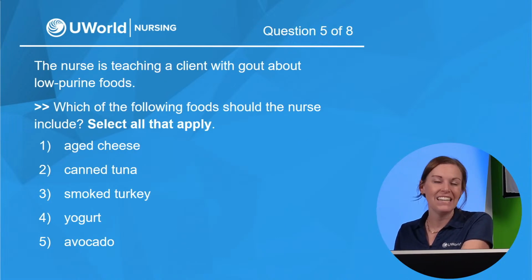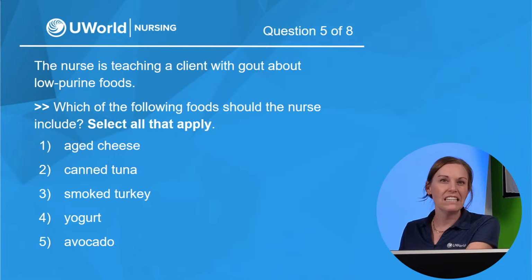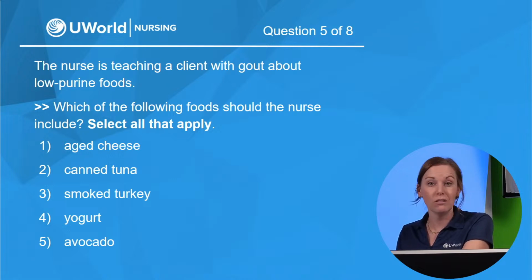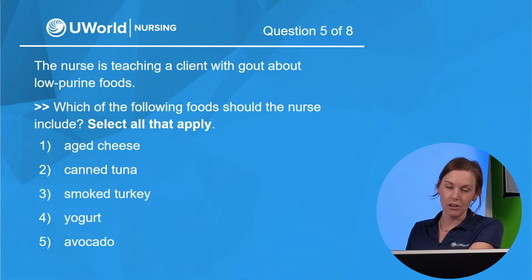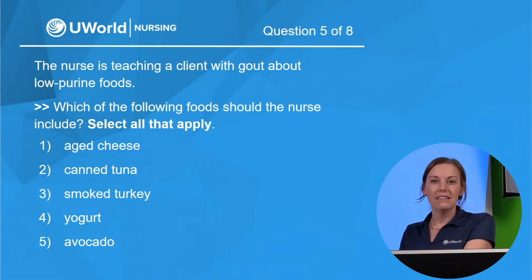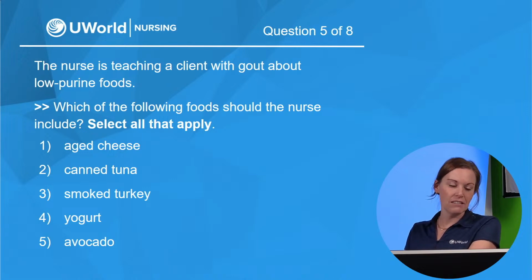Okay, a diet question. Question 5, the nurse is teaching a client with gout about low purine foods. Which of the following foods should the nurse include? Select all that apply. Option 1, aged cheese. Option 2, canned tuna. Option 3, smoked turkey. Option 4, yogurt. Option 5, avocado. Let us know in the chat. 30 seconds on the clock.